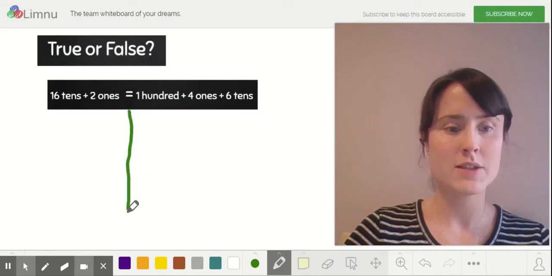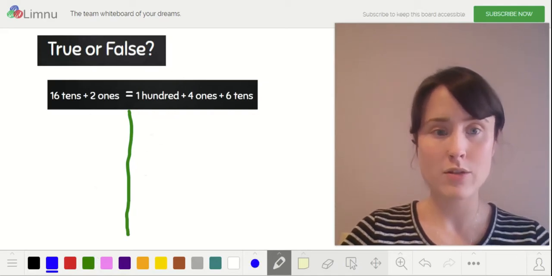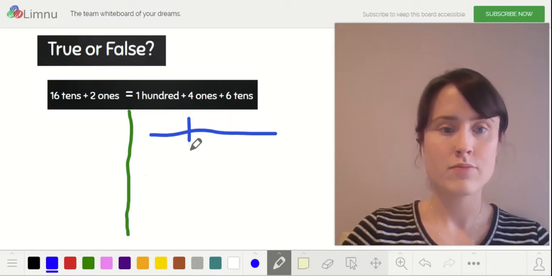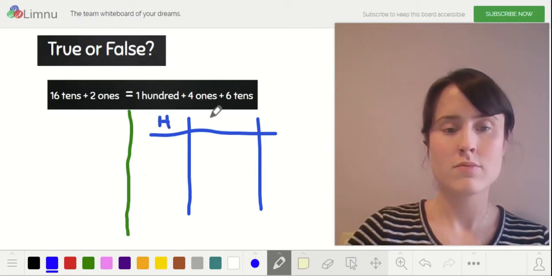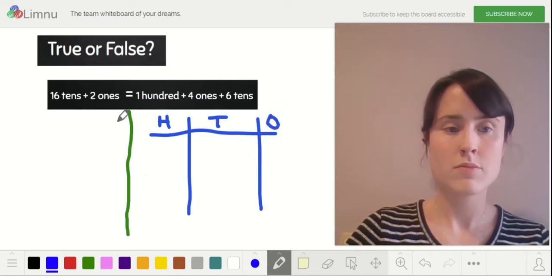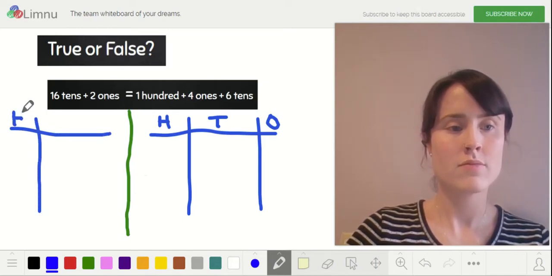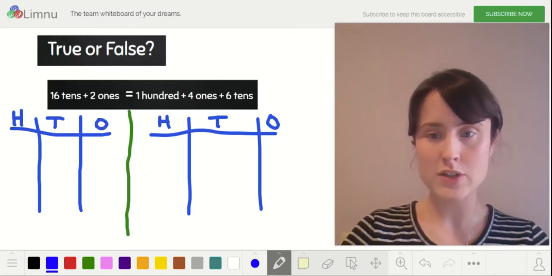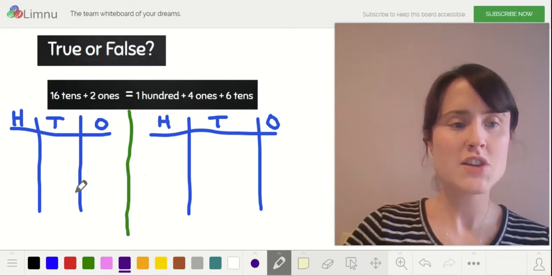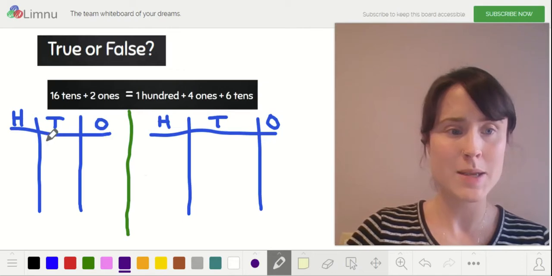Let's split up our workspace and then go ahead and you'll need to sketch a place value chart on each side. All right, are your place value charts all set up? Great. Let's start with this side over here. We need to show 16 tens plus 2 more ones. That's a lot of tens. Let's keep them organized.